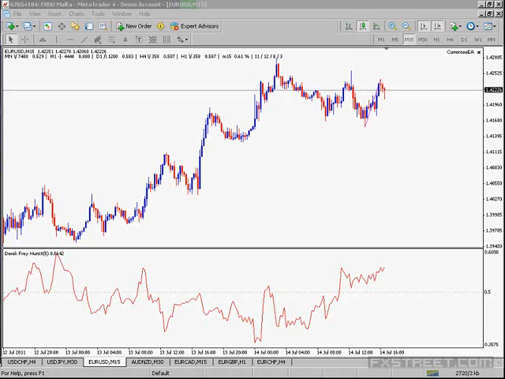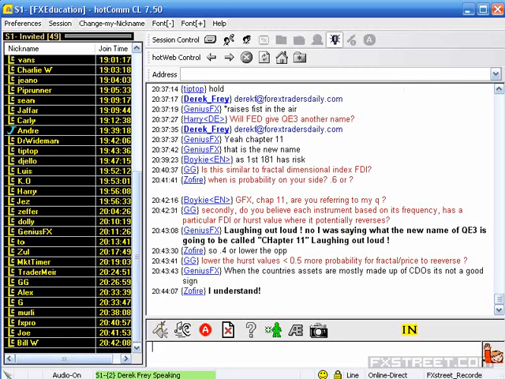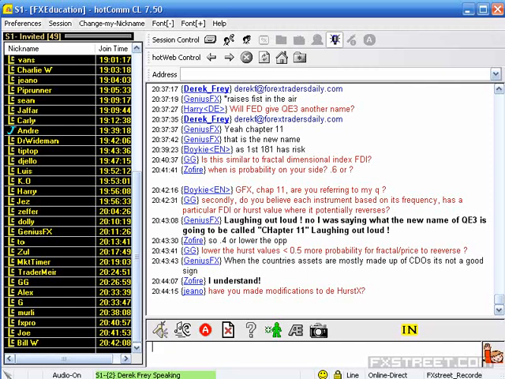Secondly, do you believe each instrument, based on its frequency, has a particular FDI or Hurst value where it potentially reverses? I know what you're saying. I've never taken the Hurst to that level to calculate. I have another program that does calculate the frequency of each market, and not just each market, but each market within each time frame, each level of the fractal. But no, I would not. Yeah, you're probably right, but I haven't taken it to that level, and I don't think I need to use this efficiently.